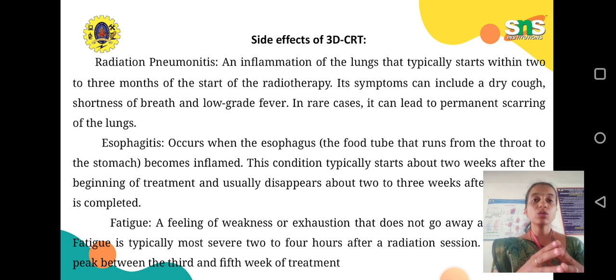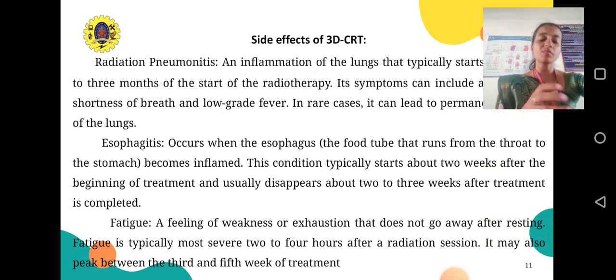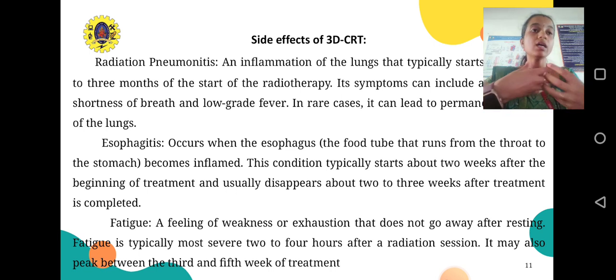Then next is esophagitis. It occurs when the esophagus, the food tube that runs from the throat to the stomach, becomes inflamed. This condition typically starts about 2 weeks after the beginning of treatment and usually disappears about 2 to 3 weeks after the treatment is completed. Once the 3D CRT procedure is carried out, these are the difficulties that will be faced by the patients.